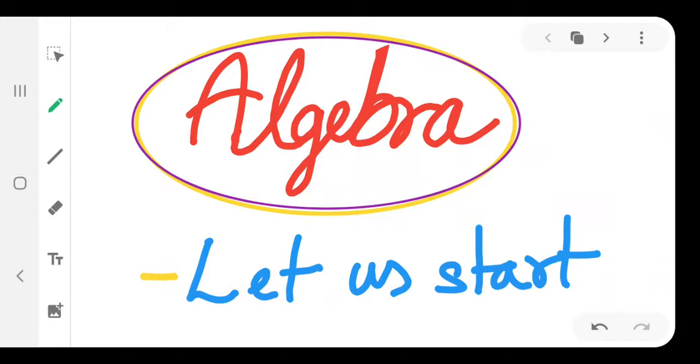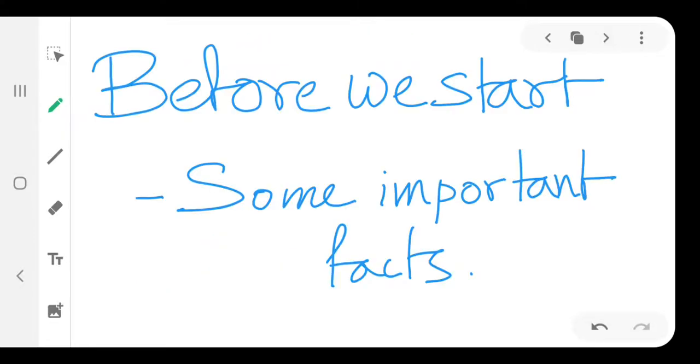Algebra, algebra, but it is not kind of zebra. Okay, it is a procedure in mathematics, so that you can solve the word problems very easily. Okay, so let us start. Before we start, some important facts we have to learn.